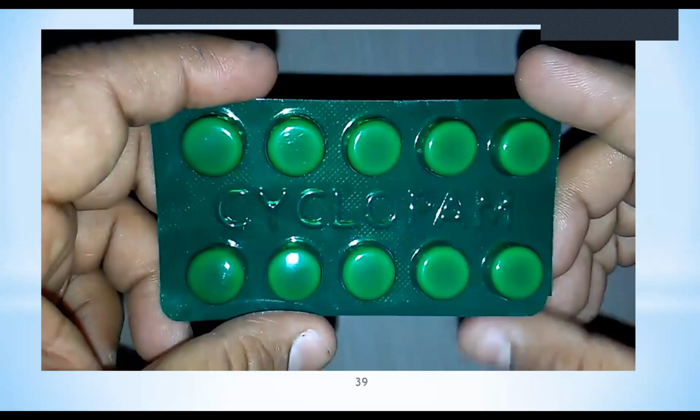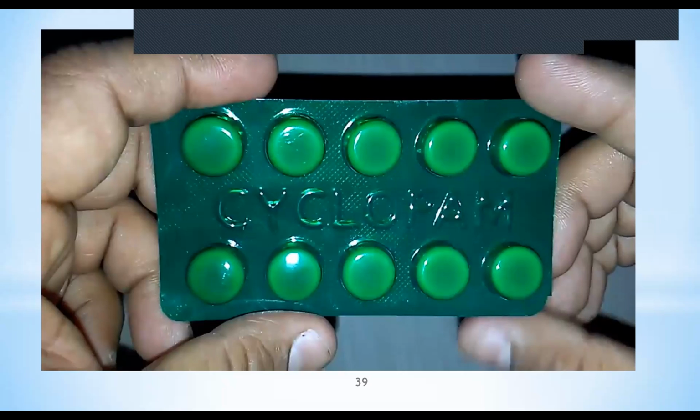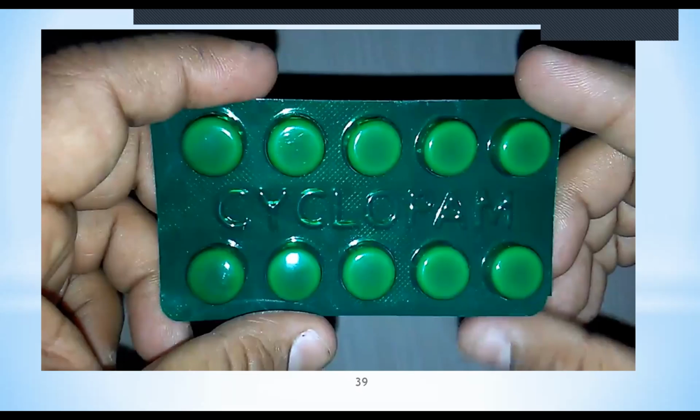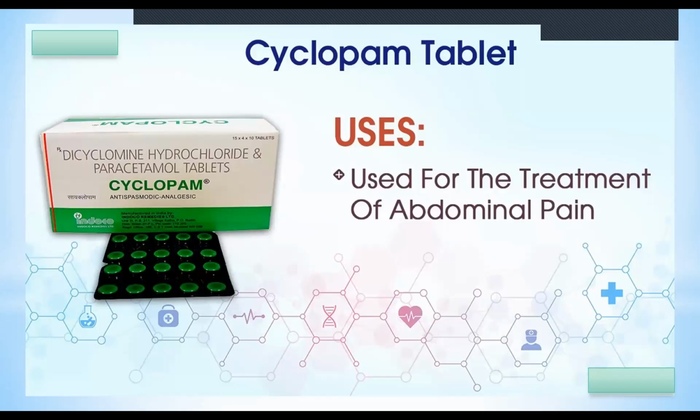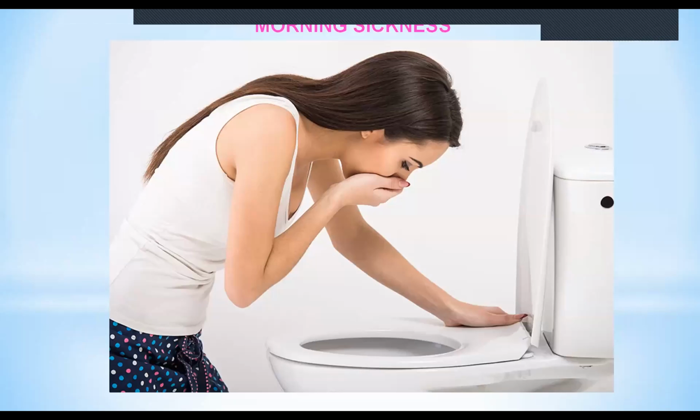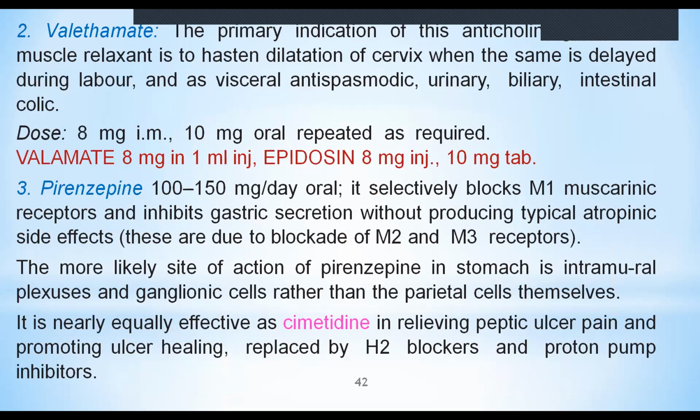And I think many of you might have been prescribed these green colored tablets, especially the green colored sachet, which is present in the pack. Many times dicyclomine is also combined with paracetamol tablets as cyclopam, and this is used for the treatment of abdominal pain. Morning sickness is a condition in which there is a vomiting sensation and sometimes vomiting during the morning soon after getting up. This can also be controlled by dicyclomine hydrochloride.